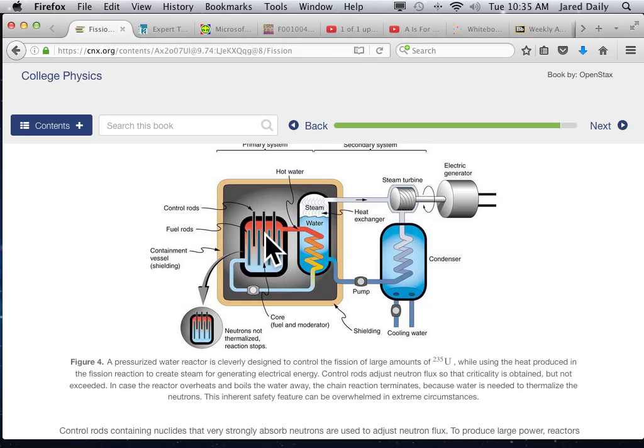But anyway, as you put them further in, it gets cooler. You pull them further out, it gets hotter, and then you can control how much energy you're making. And also in an emergency, you can just drop all the control rods in and shut down the reactor and prevent it from doing anything.